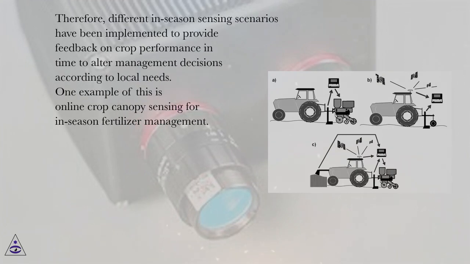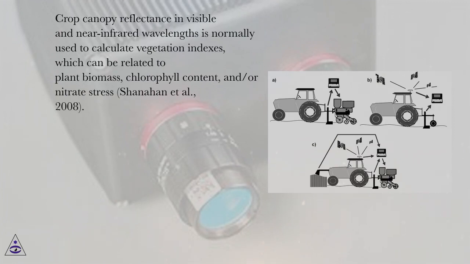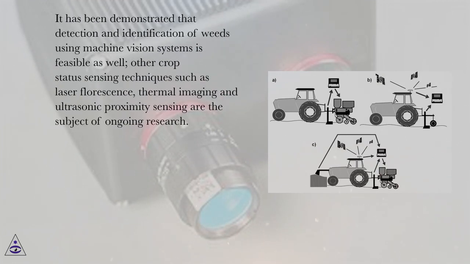Therefore, different in-season sensing scenarios have been implemented to provide feedback on crop performance in time to alter management decisions according to local needs. One example of this is online crop canopy sensing for in-season fertilizer management. Crop canopy reflectance in visible and near-infrared wavelengths is normally used to calculate vegetation indexes, which can be related to plant biomass, chlorophyll content, and/or nitrate stress. Shanahan et al., 2008. It has been demonstrated that detection and identification of weeds using machine vision systems is feasible as well. Other crop status sensing techniques such as laser fluorescence, thermal imaging and ultrasonic proximity sensing are the subject of ongoing research.